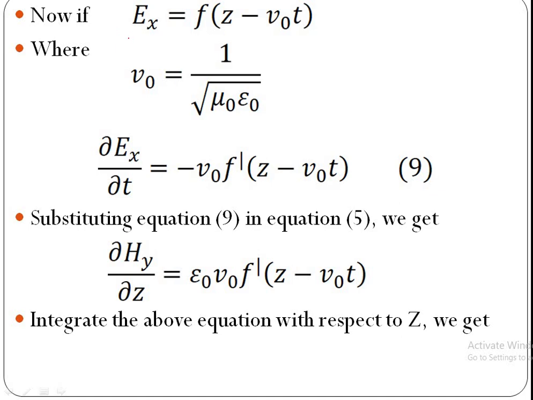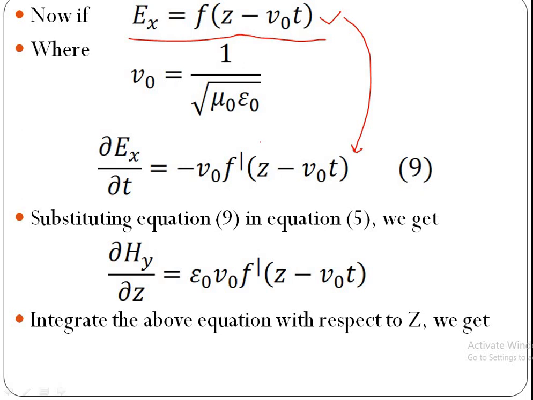Now take Ex is equal to f of z minus v naught into t. So here f may be either sine, cos or exponential. Here v naught is velocity of propagation of wave. Now differentiate this equation with respect to time on both sides. Then we are getting this equation.